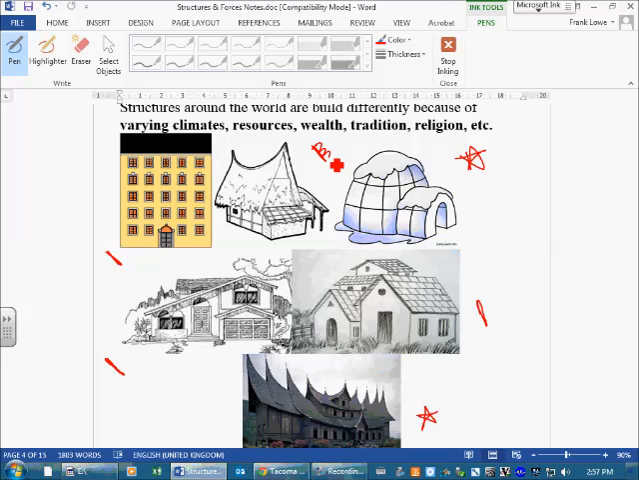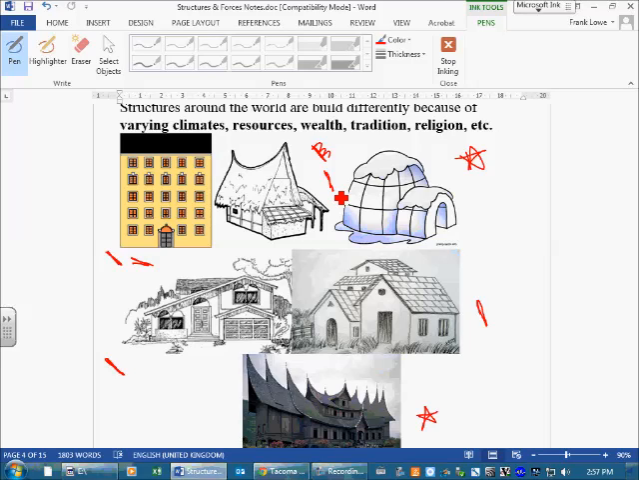Wealth: how much money a person has. Possibly a person might be in an apartment because they don't have enough money to buy a home. Same with the mud hut. They can't buy anything bigger in that area, so they would live in a home that's less expensive to get into.